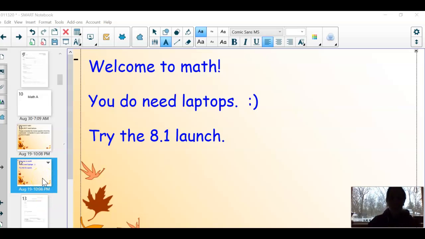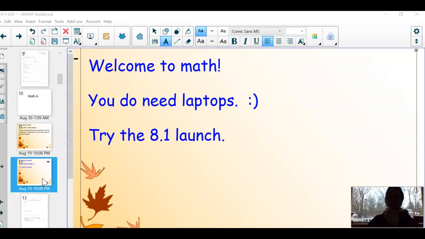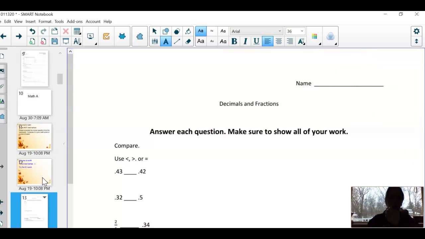The first thing you should have done is you should have tried the launch problem. So if you have not tried the launch problem, you need to try that now. Necesitas empezar la otra problema.